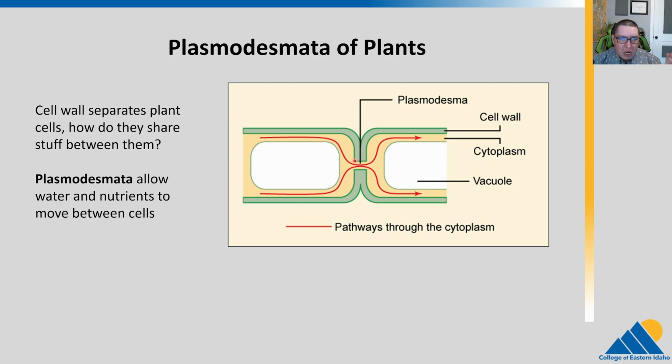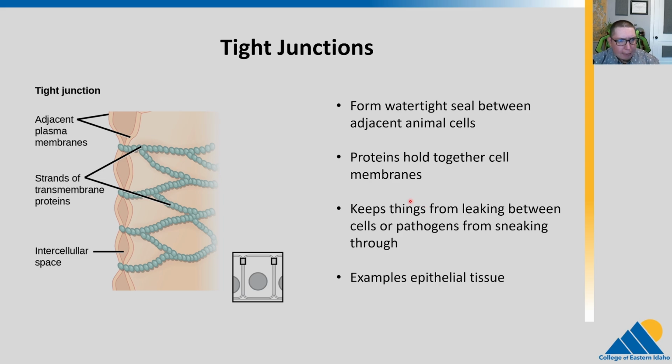Well, this is where a type of junction called plasmodesmata comes into play. Plasmodesmata are just little holes between the cell walls of plants that allow them to move things from one to another. That's as deep as we're going to go on that. Just know plasmodesmata connect plant cells together. We're going to go back to animal cells now. And let's talk about animal junctions between cells.